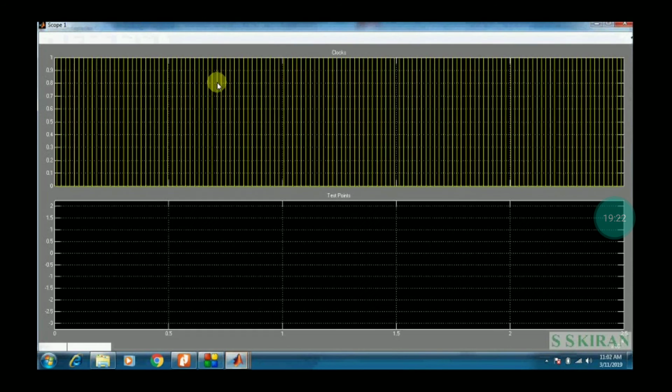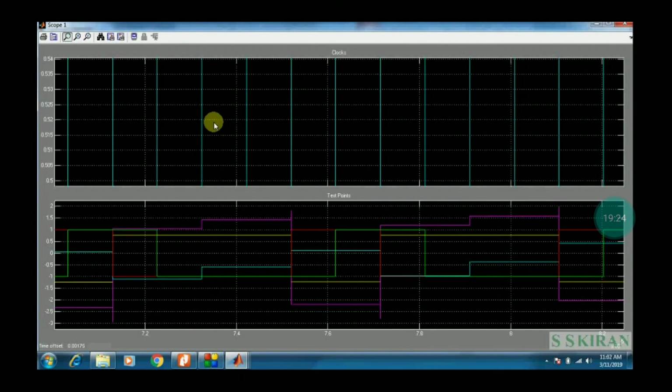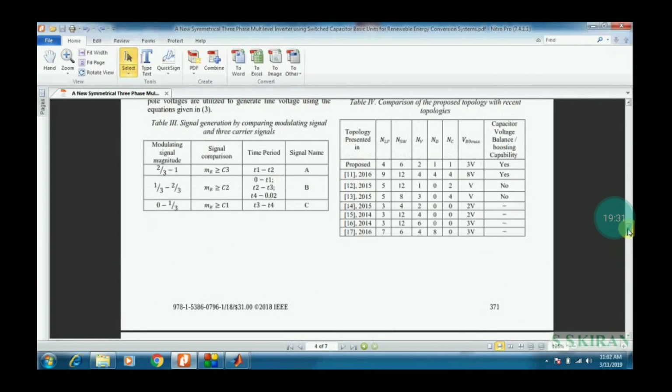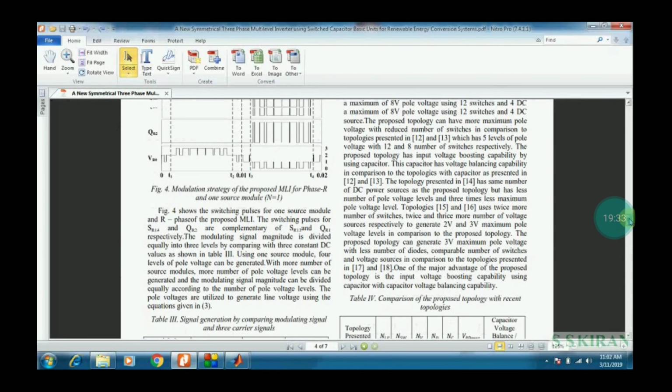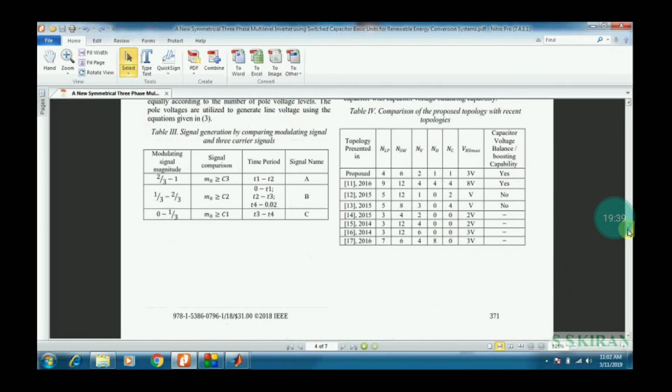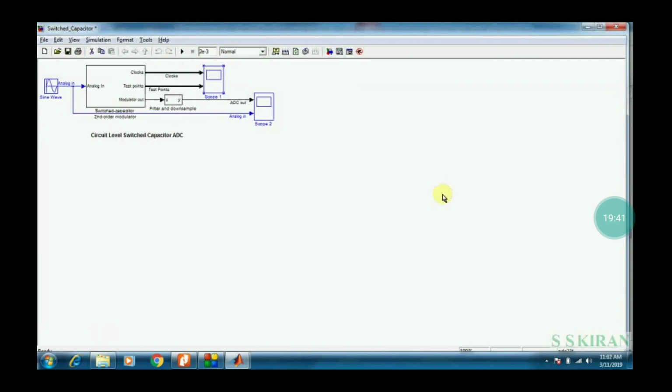Okay, the scope 1 and scope 2. Same results we can observe in the base paper. You can check it for clarity. Now, this is the output modulation strategy proposed for the MLA for the phase.